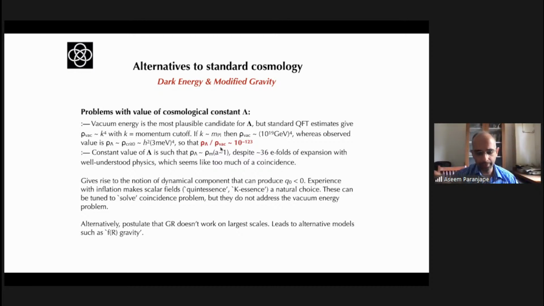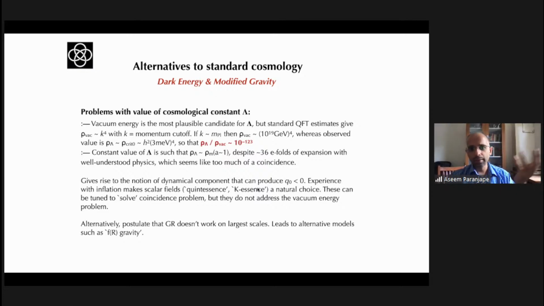And again, these kind of issues have led several people to start thinking along different lines. Maybe you should not think of a constant answer to the question of the cosmological constant. Maybe the cosmological constant should be replaced with a dynamical component, such that at current epochs, what do you require? You require the evolution of the scale factor to be accelerating. So you can come up with dynamical components which will do this job. And our experience with inflation over the last 30 years has told us how to do this, right?